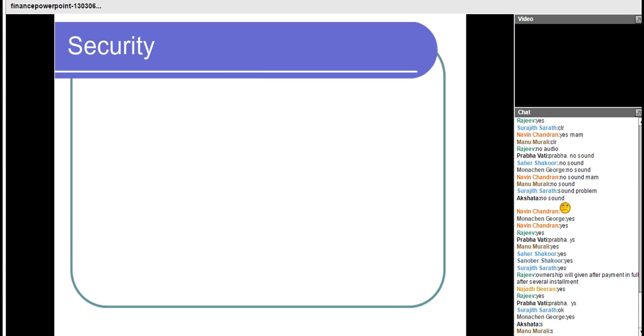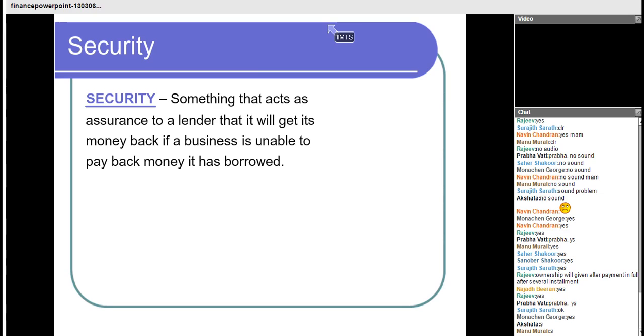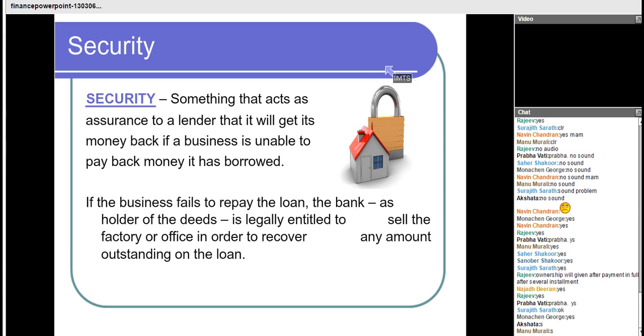Now, security. Security is something which acts as the assurance to a lender that it will get its money back if a business is unable to pay back the money it has borrowed. In case the person is not able to repay, then the security can be sold and the money can be realized. So it is very important to offer a security.